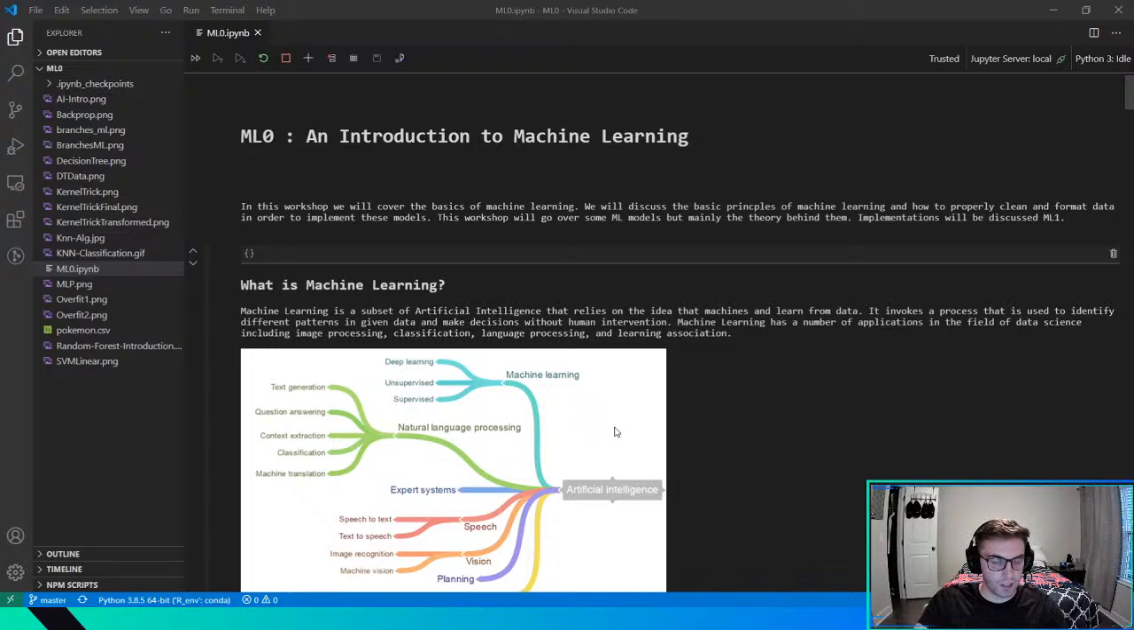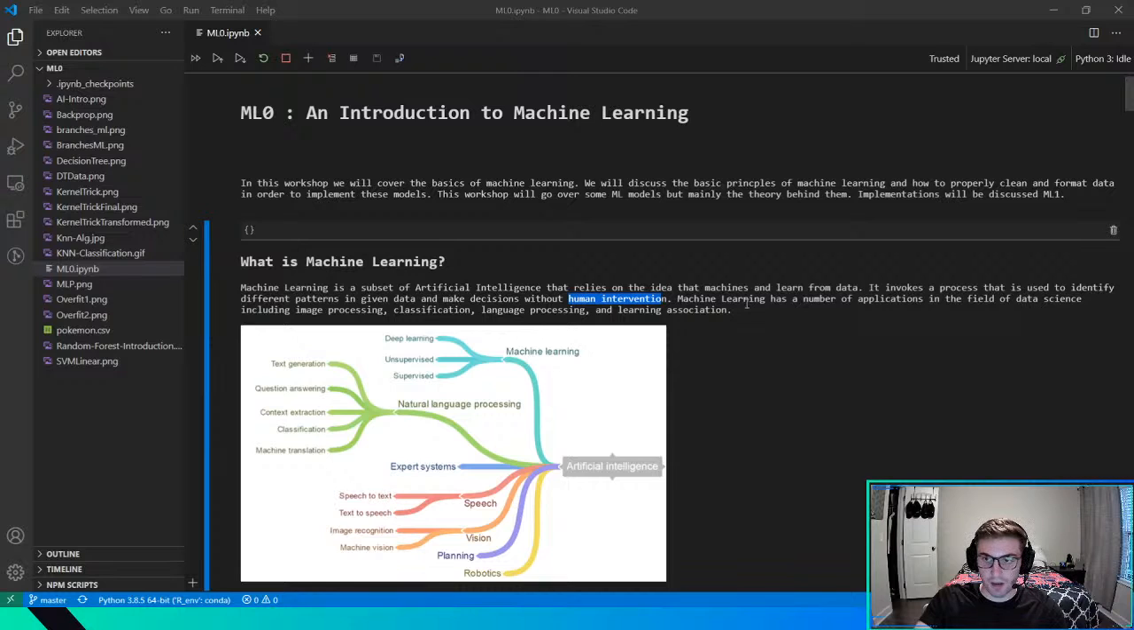Machine learning is a subset of artificial intelligence that relies on the idea that machines can learn from data. It involves a process that identifies different patterns in a given data set and makes decisions without human intervention. Machine learning has a number of applications in the field of data science, including image processing, classification, language processing, and association learning.